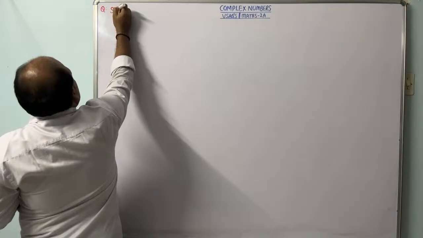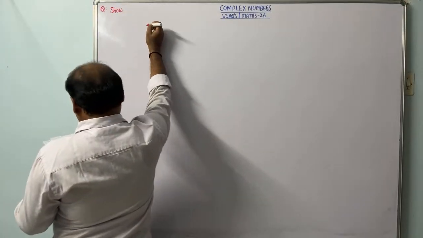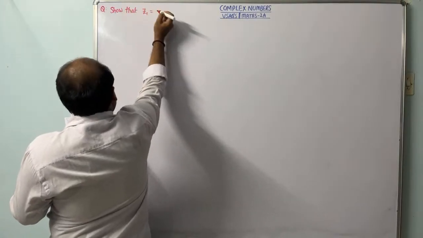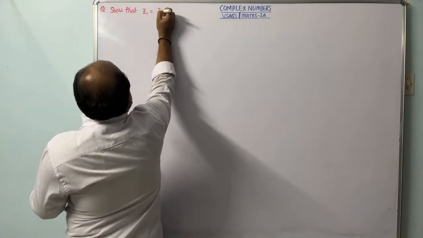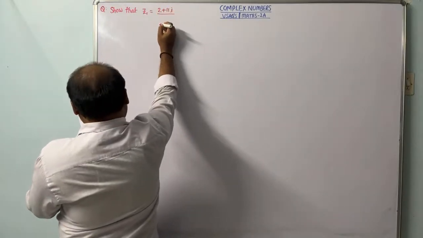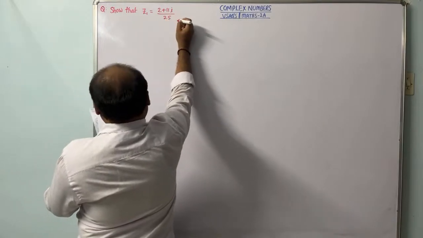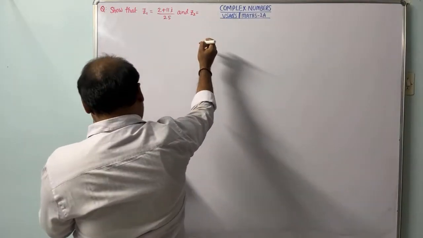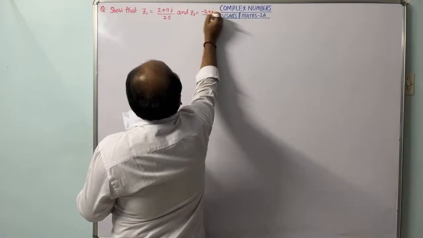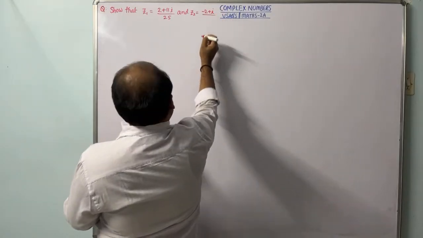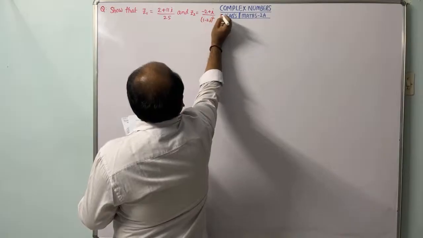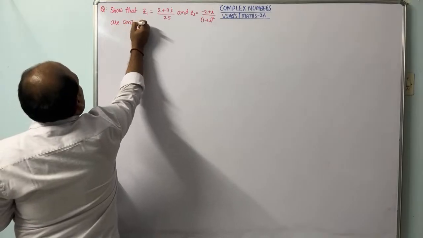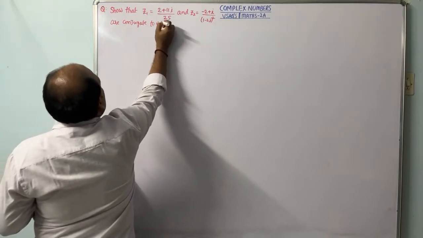This type of question, sometimes they will ask for 4 marks or 2 marks. Show that z1 is equal to (2 + 11i) divided by 25 and z2 is equal to ((-2 + i) divided by (1 - 2i)) whole square are conjugate to each other.